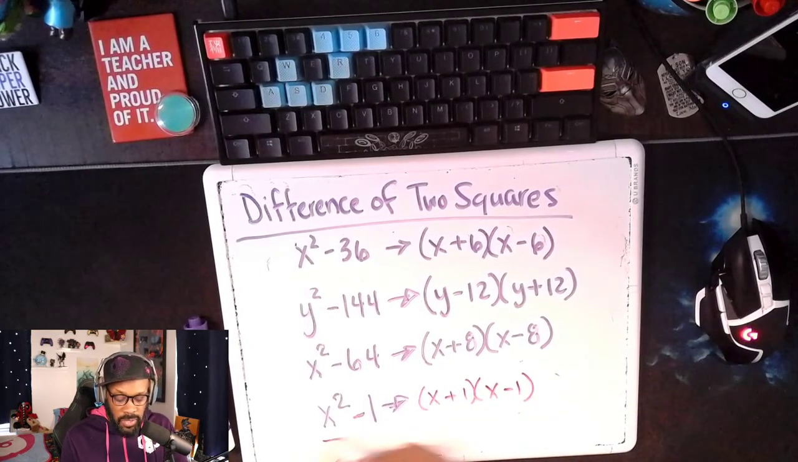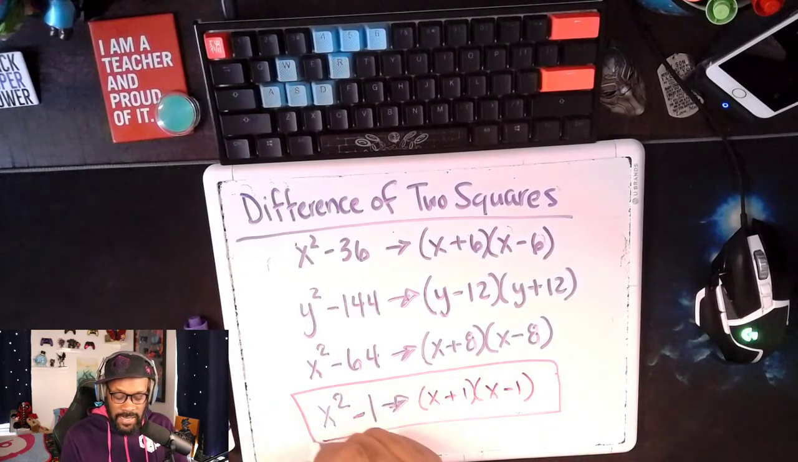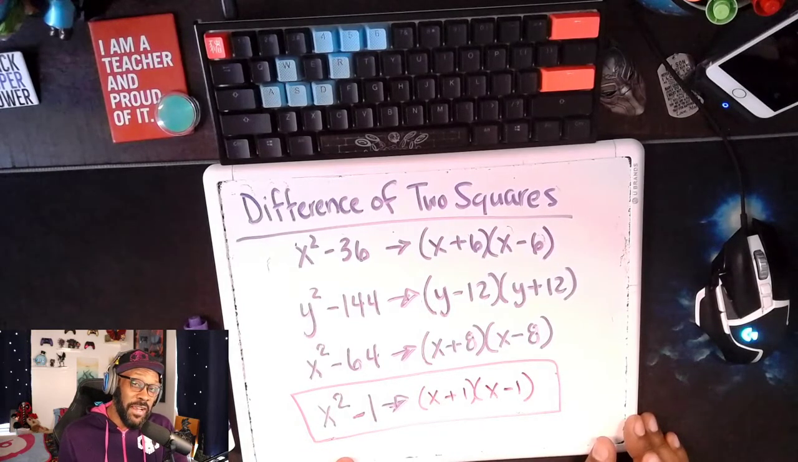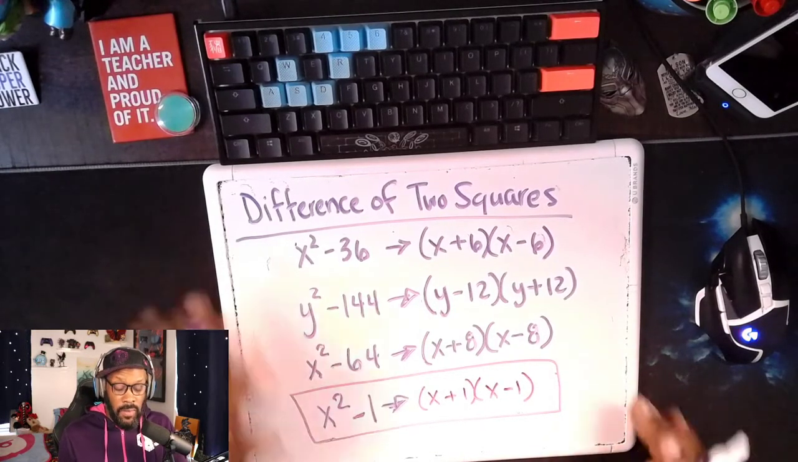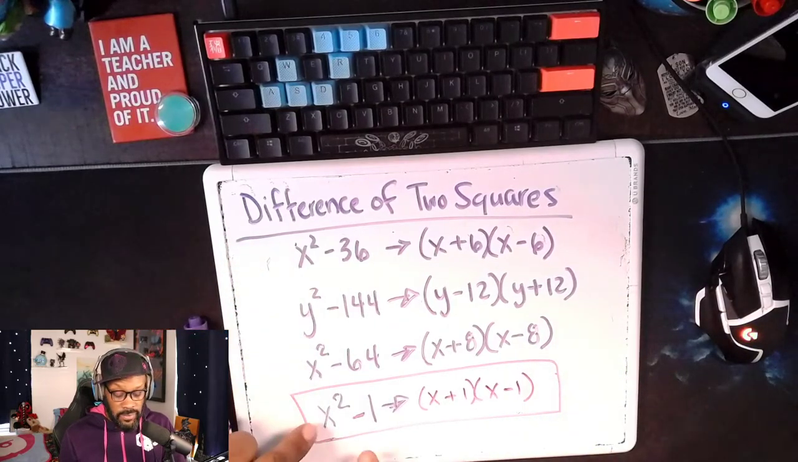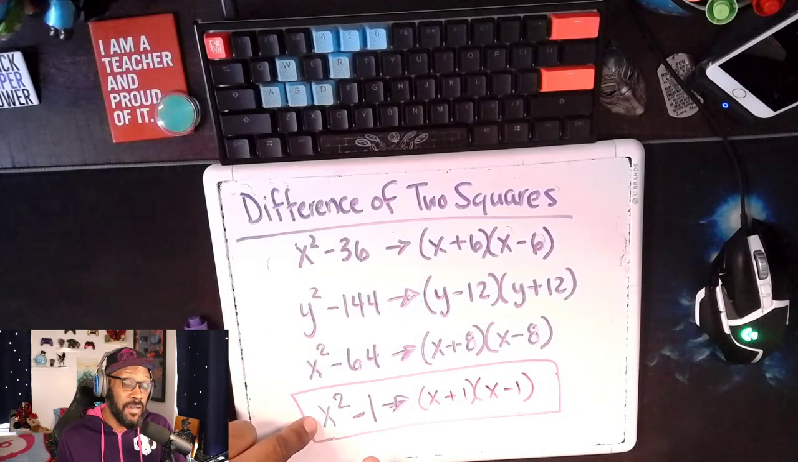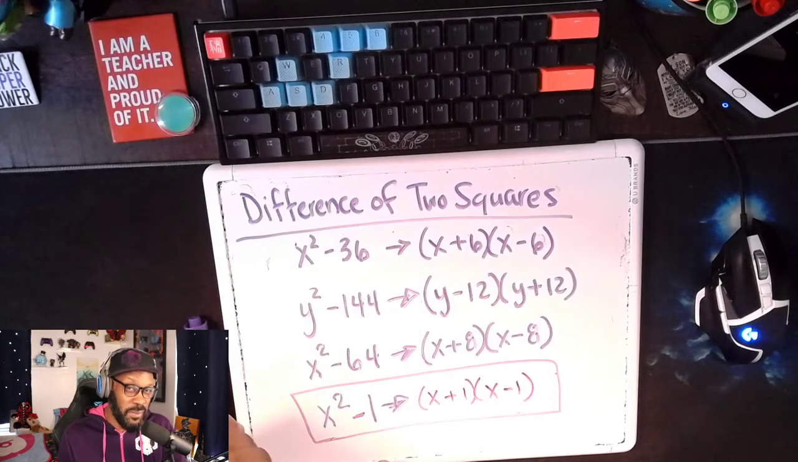I bring this one up because it is the silent destroyer of assessments, meaning folks will factor to a level and they'll see this and they'll leave it. Be careful of x squared minus 1. It shows up a lot.